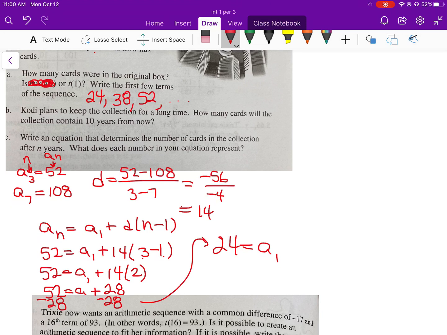So our equation, remember, is A sub n equals our first term, which is 24, plus 14 times n minus 1. So put 17 in for n.